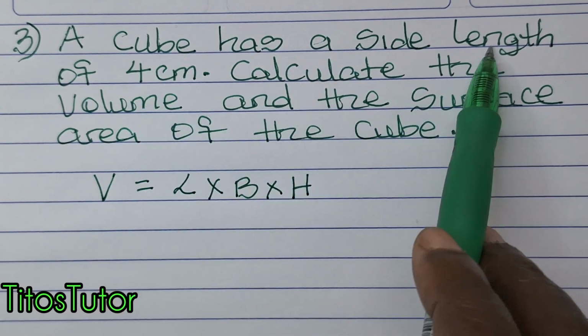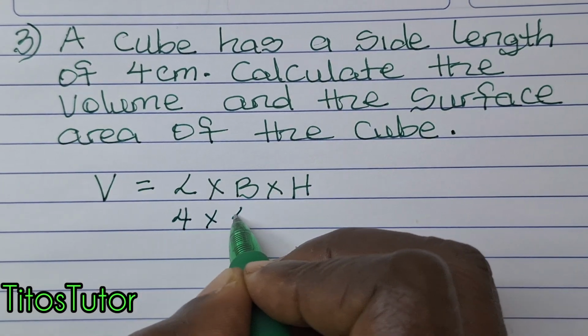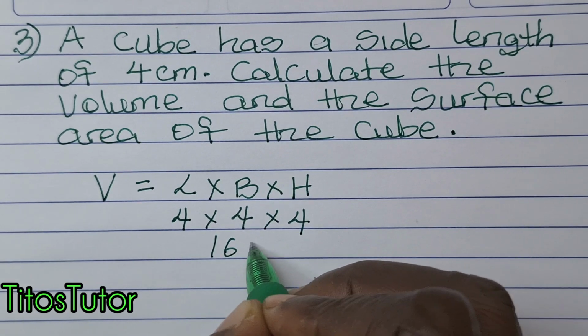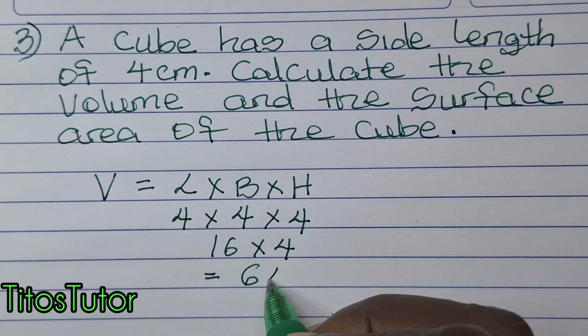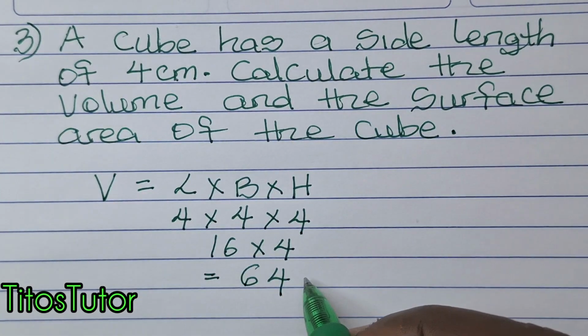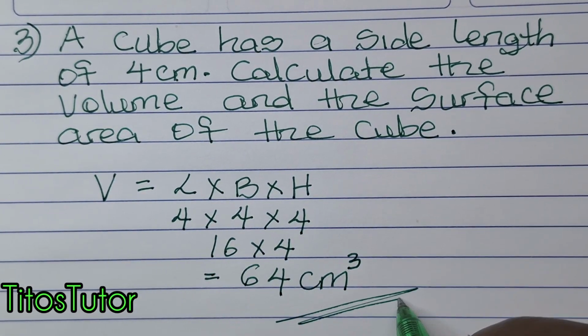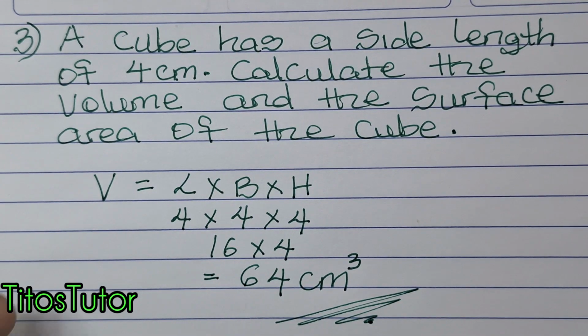So given the length as 4, that means the breadth is also going to be 4, and the height is also going to be 4. This is 16 times 4, which is equal to 64. Don't forget your unit, cm cubed. Volume is cubic. And that's all for volume.